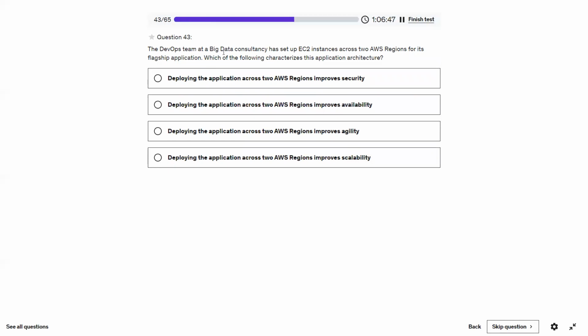The DevOps team at a big data consultancy has set up EC2 instances across 2 AWS regions for a flagship application. Which are the characteristics of the application architecture? If they deploy the EC2 in 2 regions, what will be the benefit? The only benefit is availability. So improves security, no. Improves availability, yes. Improves agility, no. Improves scalability, no.